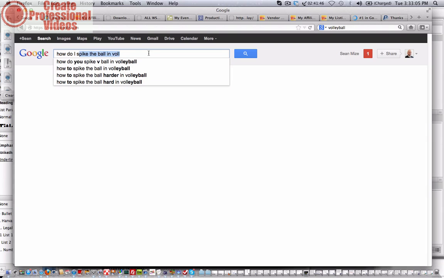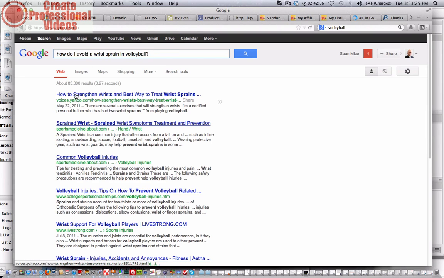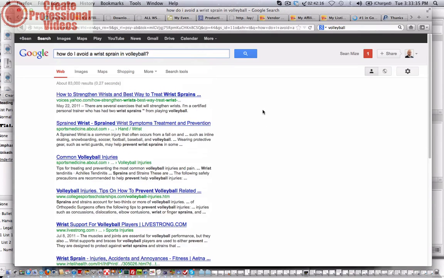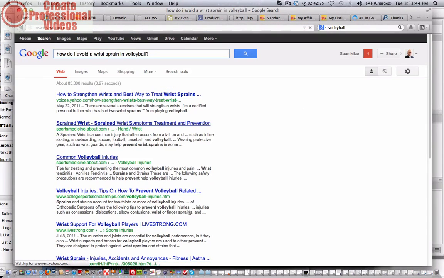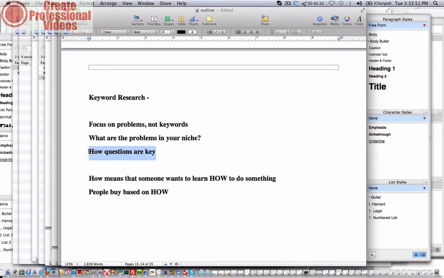So you could say, how do I avoid a wrist sprain in volleyball? Okay, so we're not seeing anything deeper, but let's just click there. Go, okay, how about how to strengthen wrists? How to avoid volleyball injuries? So that just gives us a couple of ideas right there. But the whole idea here is, folks, that you're going to dig deep, and answers.yahoo is just a great place to do that. You're going to dig deep into the question that you're working with, and questions are key.